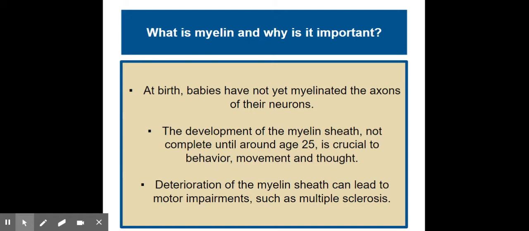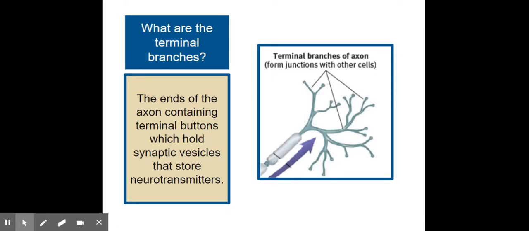As we age, when you have deterioration in the myelin sheath, you end up with neurological impairments like multiple sclerosis. Okay, so terminal branches. These are the ends of the axons, and these contain terminal buttons, sometimes called axon buttons, and they hold synaptic vesicles. A vesicle, think of it like a very small purse that contains, in this case, little neurotransmitters, and we'll talk about that in just a second.